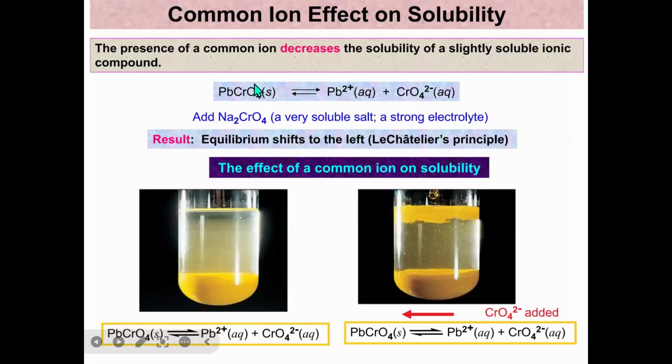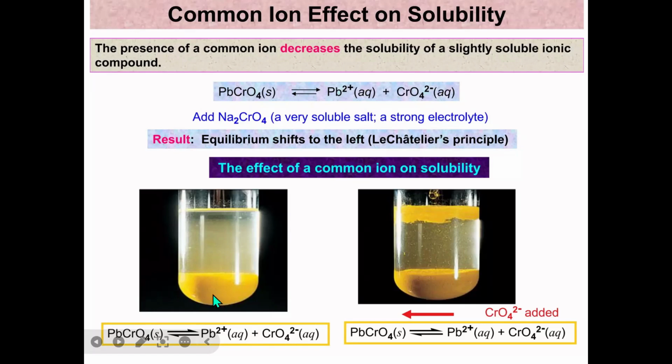Then the next thing is the common ion effect on solubility. The presence of a common ion decreases the solubility of a slightly soluble ionic compound. For example, here we have lead chromate, which dissociates to produce lead ion and chromate ion. But now if you add sodium chromate, which is a very soluble salt, a strong electrolyte, then according to Le Chatelier's principle, the equilibrium will shift to the left. Therefore, that is the effect of a common ion on solubility.